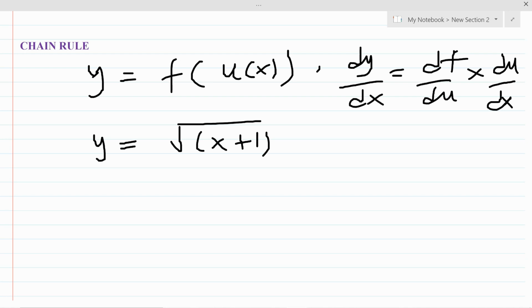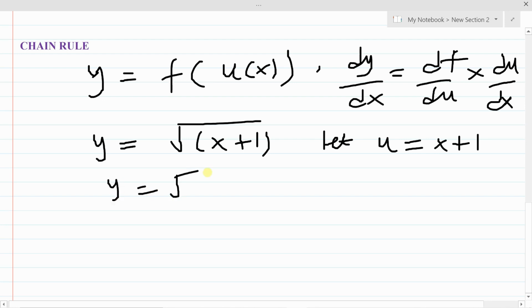Always, that is how it looks. So there's a function inside something. If I let u be equal to, let's say, x plus 1, then y is equal to what? The square root of u, of which the u is also equal to this. This is what the definition means.